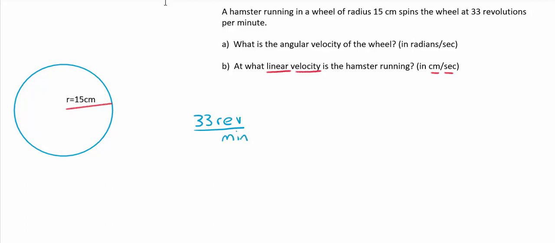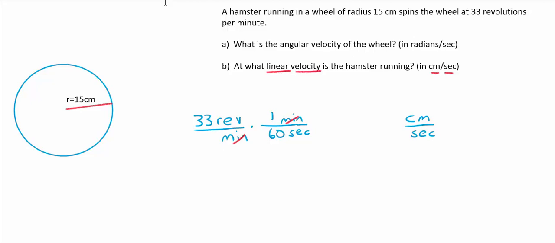Since my final answer needs to have seconds in the denominator, in fact I want centimeters per second, I will do that unit conversion at the beginning where I convert minutes into seconds, and once again I put minutes in the numerator so that it would cancel with the unit minutes in the denominator, and since I want seconds in the denominator, I put it in the denominator here. So I know that 1 minute is 60 seconds. Minutes cancel, and I'm in revolutions per second. So that's where we started part A at.